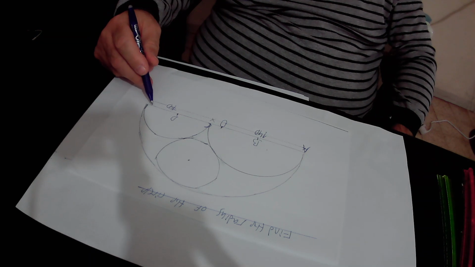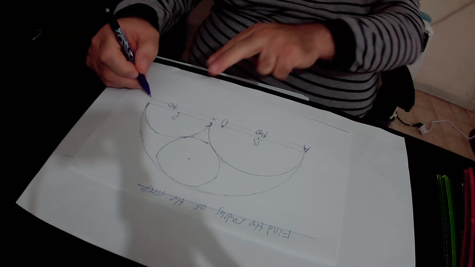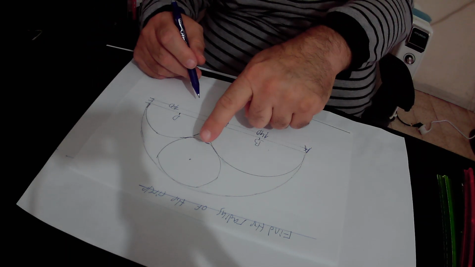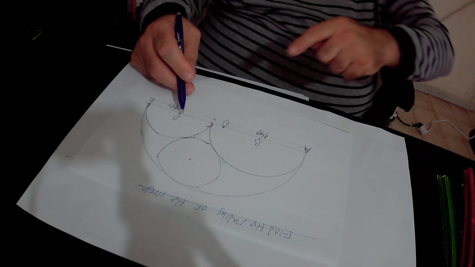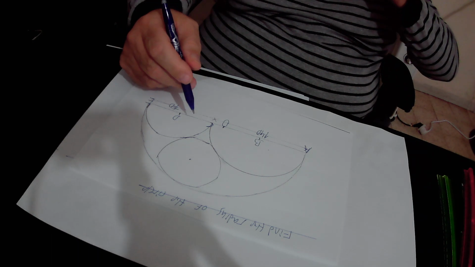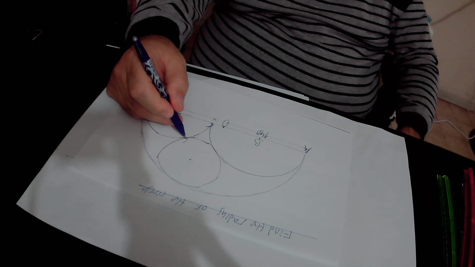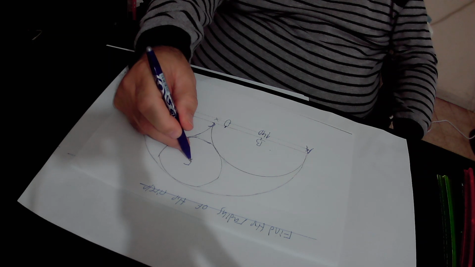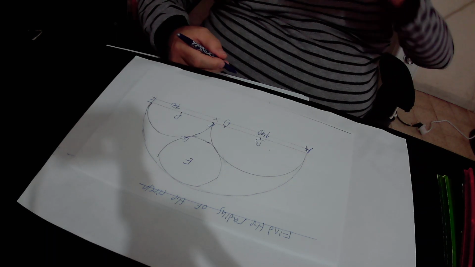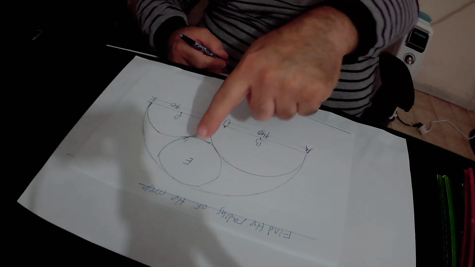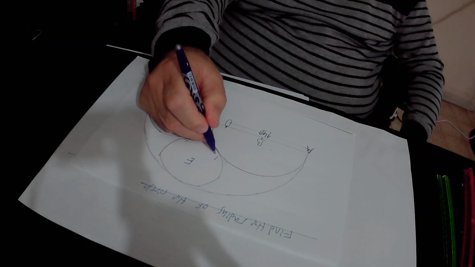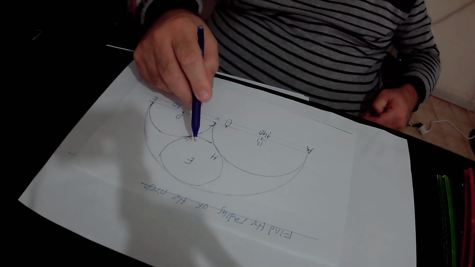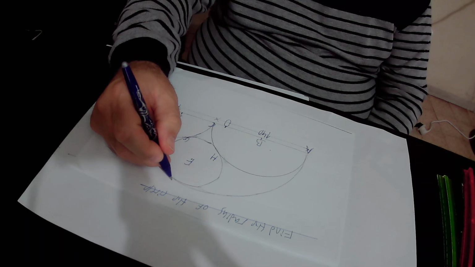And we define the touching point of the smallest semicircle with the biggest semicircle as E. And we define the touching point of the small circle with the smallest semicircle as G. We define the center of this small circle as F. We will define the touching point of this semicircle and this circle as H. And finally we will define the touching point of the small semicircle with the biggest semicircle here, this point, as I.